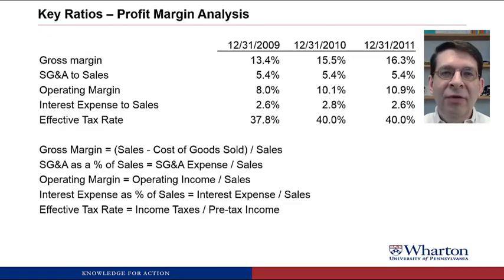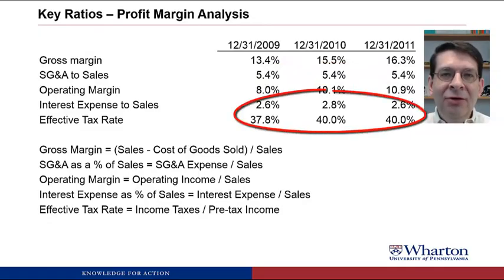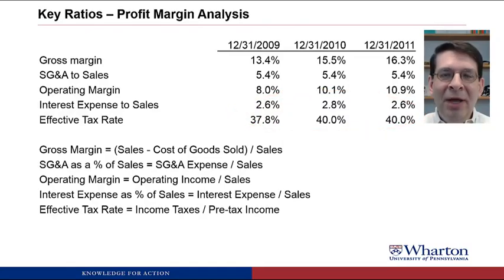Let's look at the rest of the ratios. The ratio of selling, general, administrative expenses to sales is completely flat over the period. So as Plainview has grown substantially, it's managed to keep its SG&A expenses in line and not have them grow faster than sales as a whole. Then if we look at interest expense and effective tax rate, there's not much going on. Interest expense is pretty flat, and other than a blip a couple years ago, effective tax rate hasn't changed that much either.